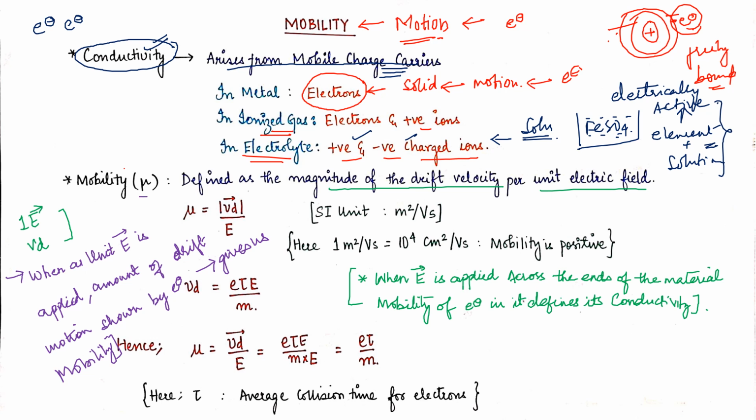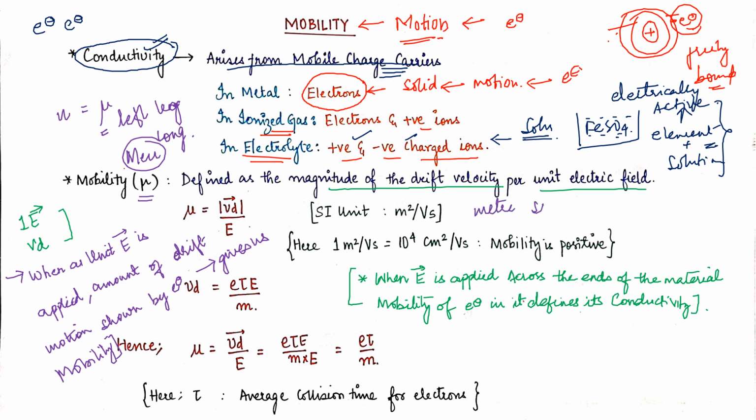Mobility is given by a Greek symbol known as mu. It is kind of a U with a longer left leg. U is the same as mu, but here we have a left leg which is long. Mu equals Vd upon E, and the unit is meter square per volt second.